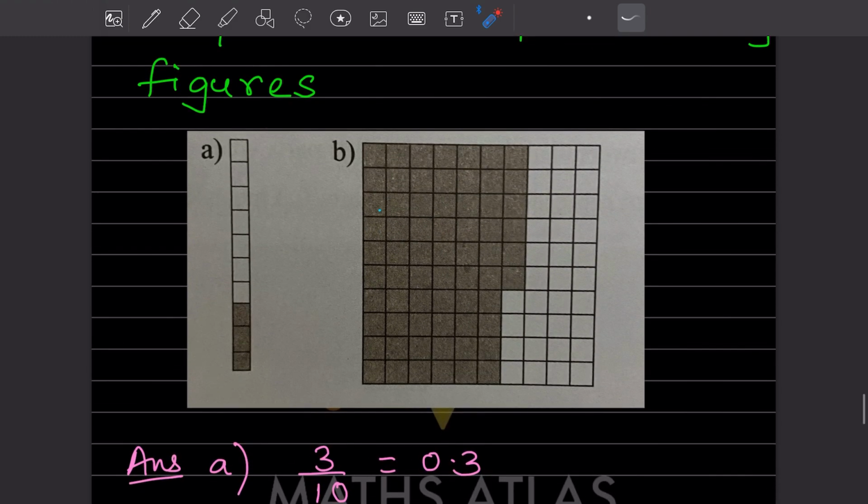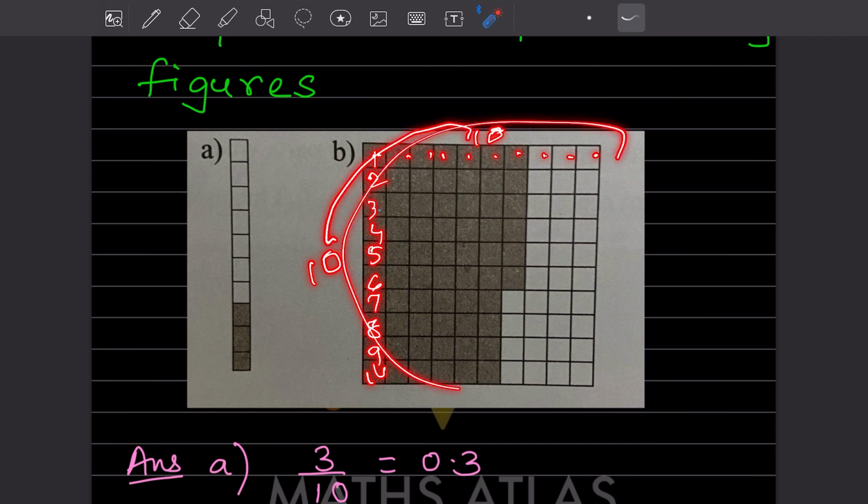Now see here. How many boxes are there? 1, 2, 3, 4, 5, 6, 7, 8, 9, 10. And this also is 1, 2, 3, 4, 5, 6, 7, 8, 9, 10. So this is 10 and this is also 10. We don't have to count all the boxes. We will just do 10 multiplied by 10, which is 100. So the total is 100.